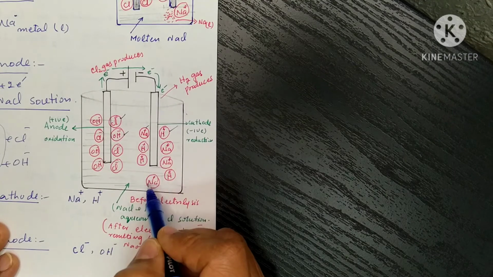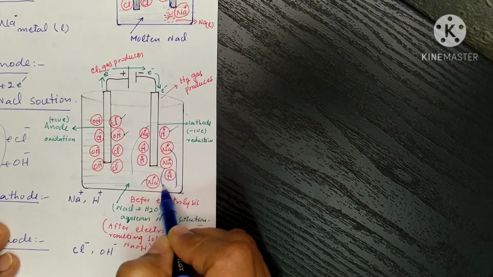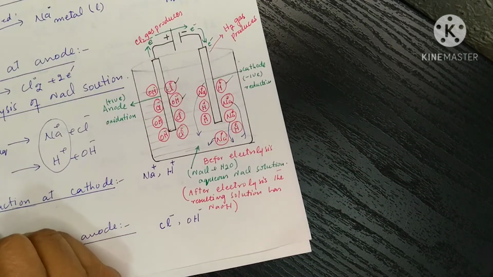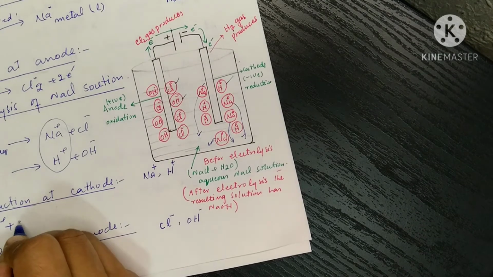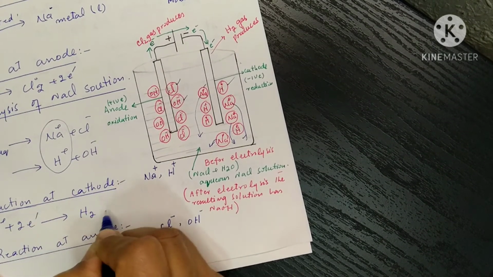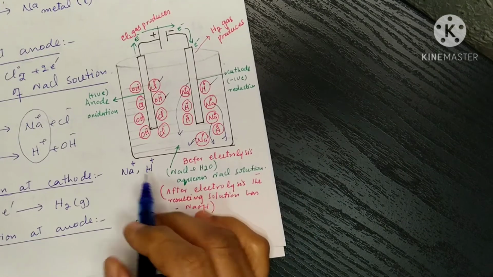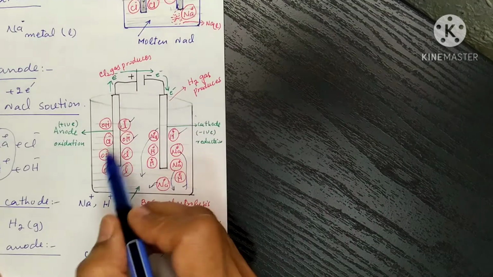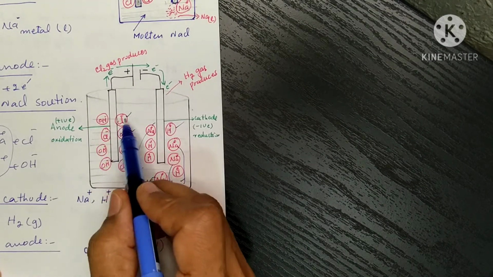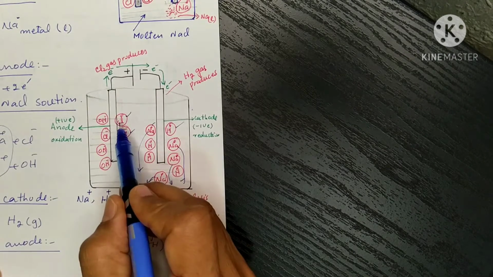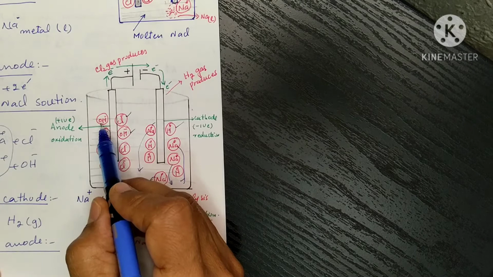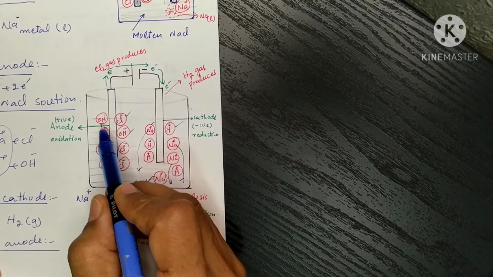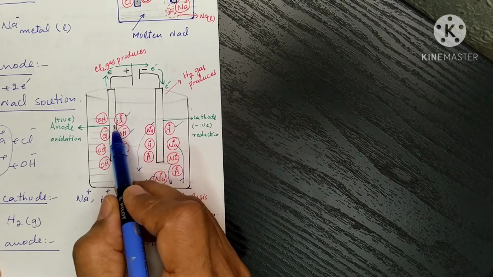Sodium ions will remain in the solution. So here the reaction is like this: plus 2 electrons, hydrogen gas will produce here, and sodium ions remain in the solution. Now on the other side, at the anode, there are chloride ions and hydroxide ions. There is also competition between the negative ions. Chloride ion concentration is more as compared to hydroxide ions, because water is a weak electrolyte as compared to sodium chloride. So we have fewer hydroxide ions as compared to chloride ions.